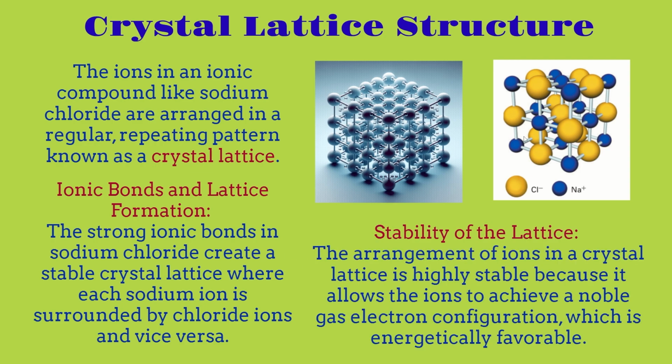And for the stability of the lattice, the arrangement of ions in a crystal lattice is highly stable because it allows the ions to achieve a noble gas electron configuration, which is energetically favorable. So this means that since everything has an outer shell that is full, the stability of this lattice is really secure because it has the same electron configuration as a noble gas.